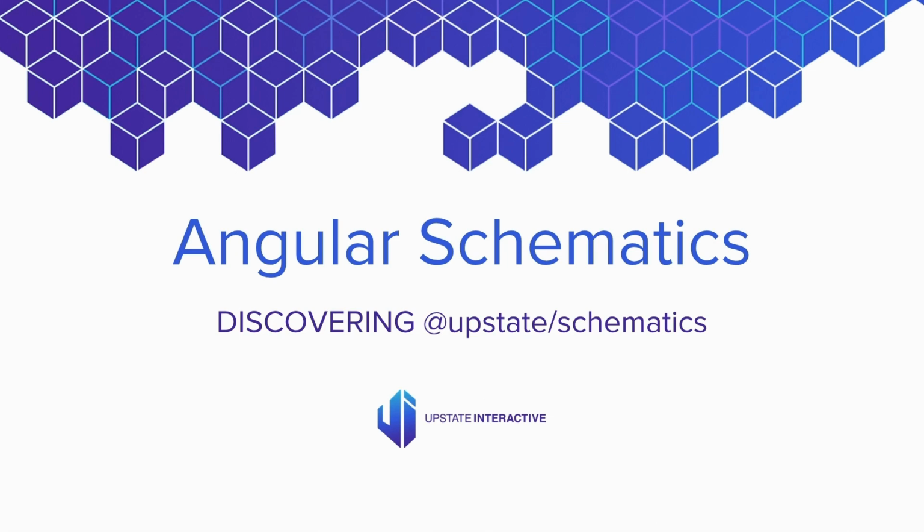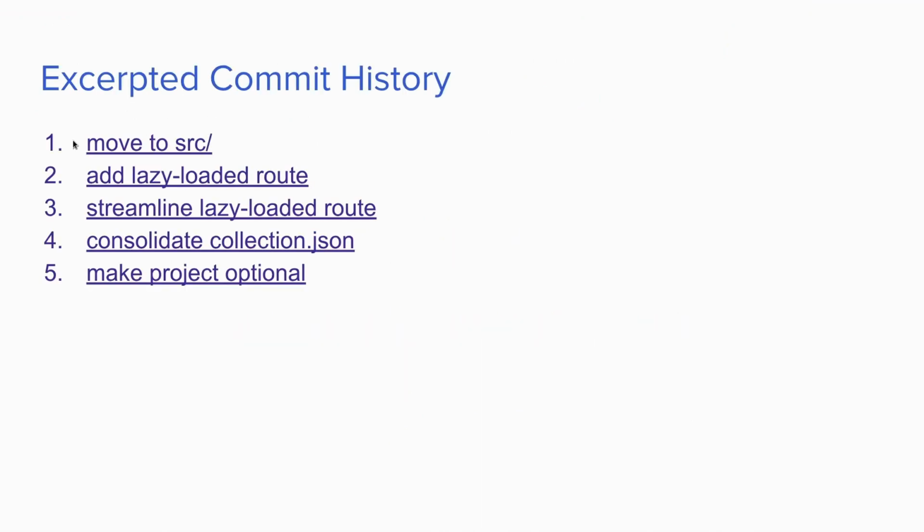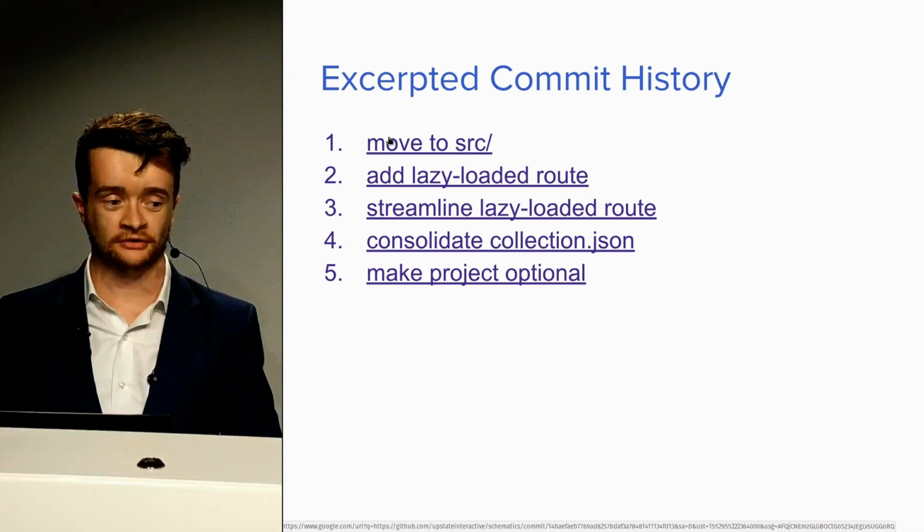So, Angular schematics, discovering Upstate schematics. Part of the reason that you might want to do schematics is because you use the same thing over and over again. So for us, it was building an auth module that had login and register, and across a bunch of different client applications, we need very similar modules. So I'll show you how we got to there by showing an excerpted list of the commit history.